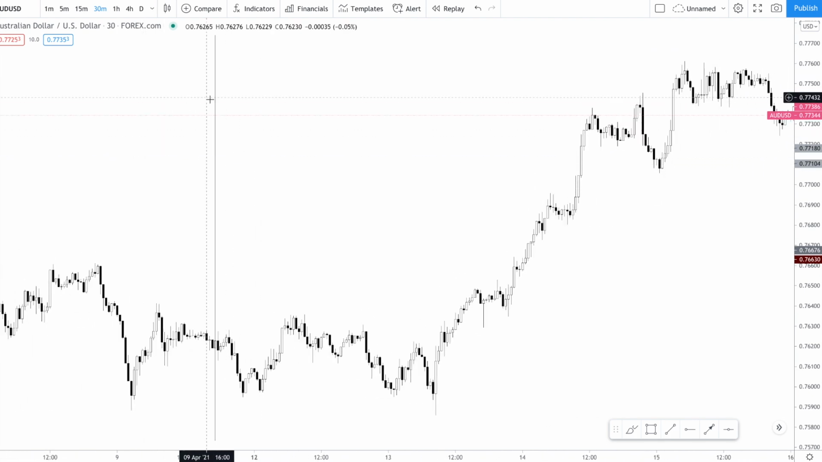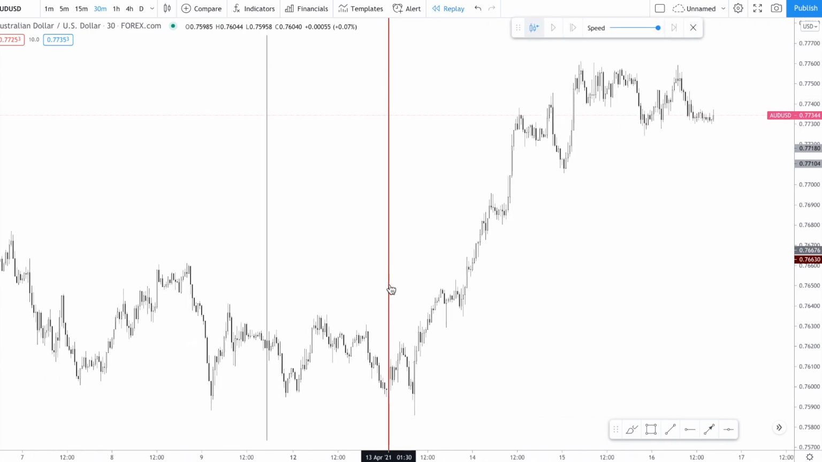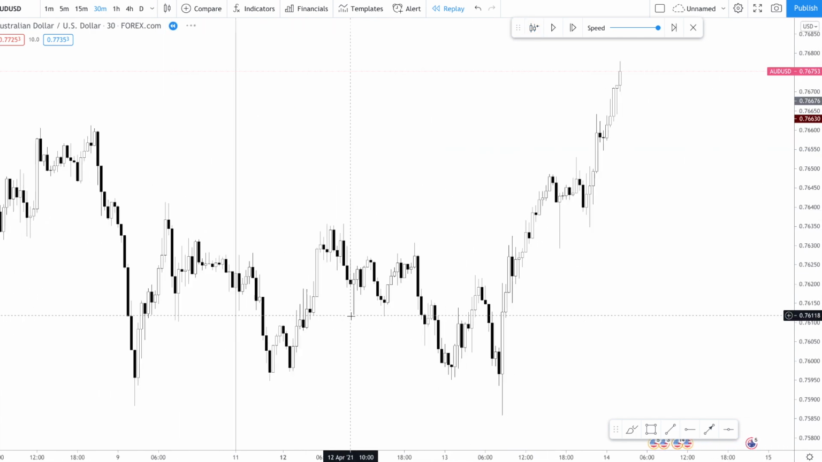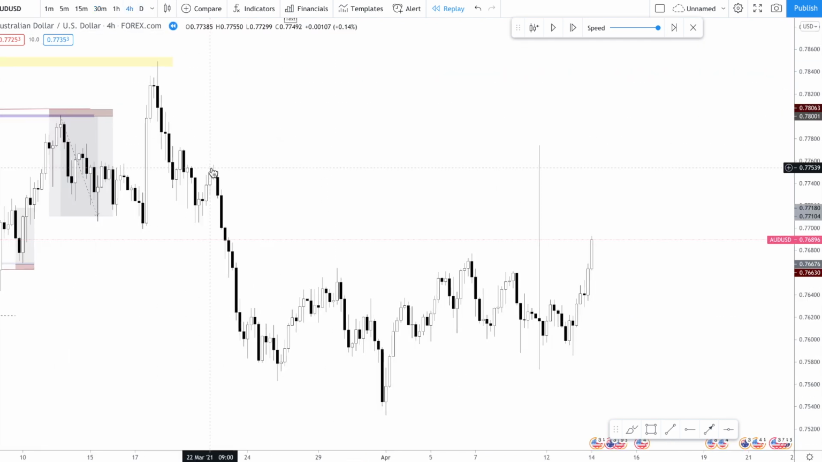I want to start from here going forward, and I still want to try to use the replay mode if I can. So let me just put the replay mode about halfway and see if there's any opportunities in here that I may have missed. I'm going to start looking from the higher time frame, which is the 4 hour.